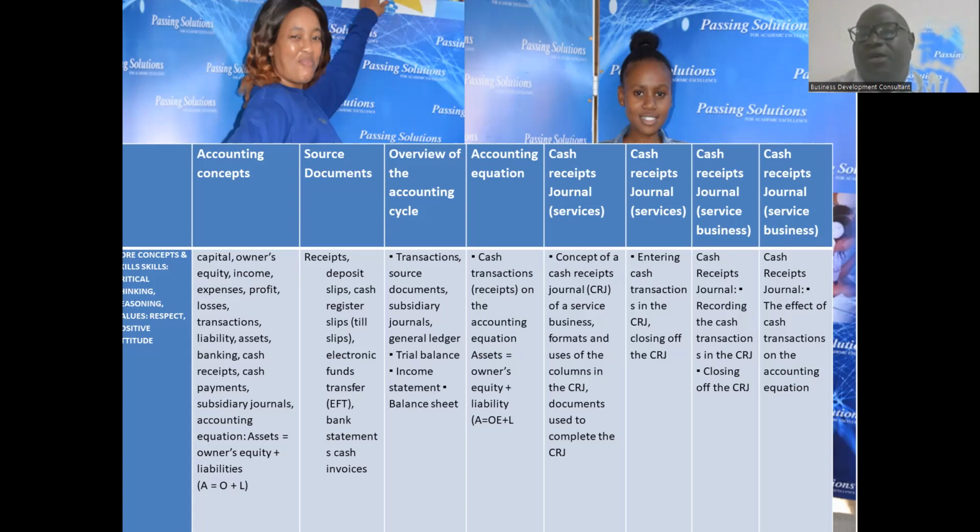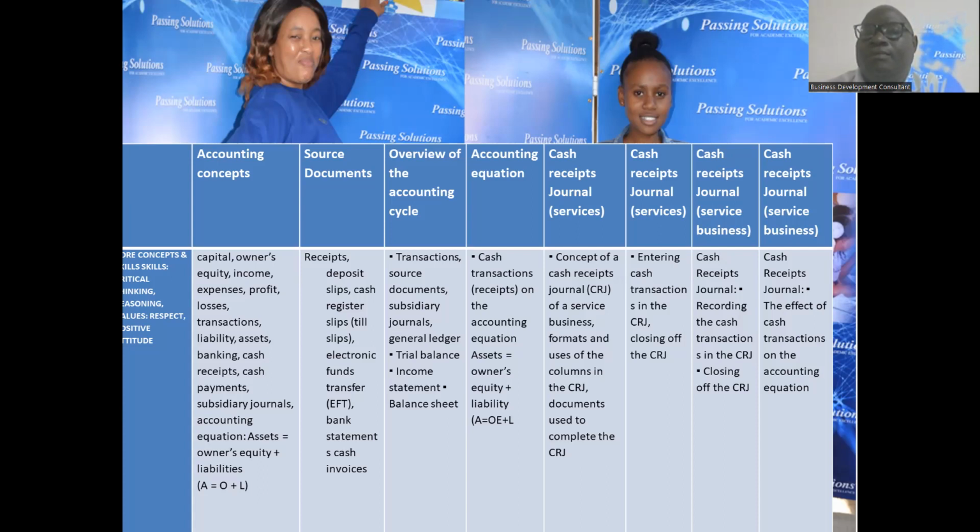Well, the concept of the cash receipts journal of a service business, the format and uses of the columns in the cash receipts journal, and the documents used to complete the CRJ. As you can see, there is a lot of time that is going to be spent on the cash receipts journal, and we will still be focusing on service businesses.